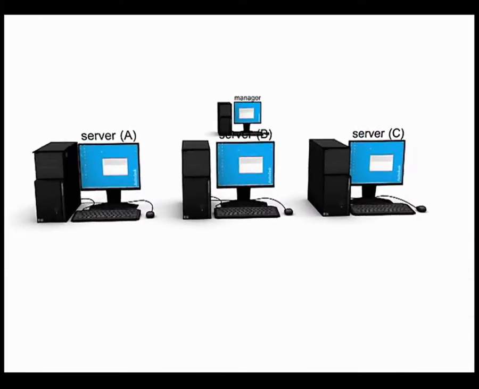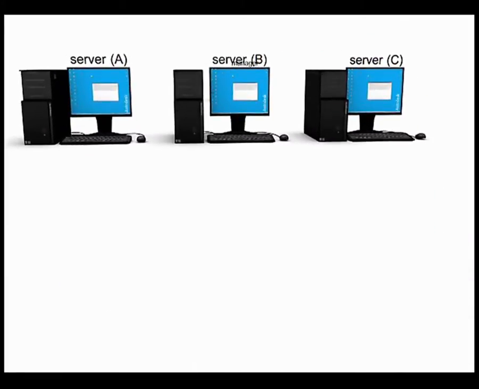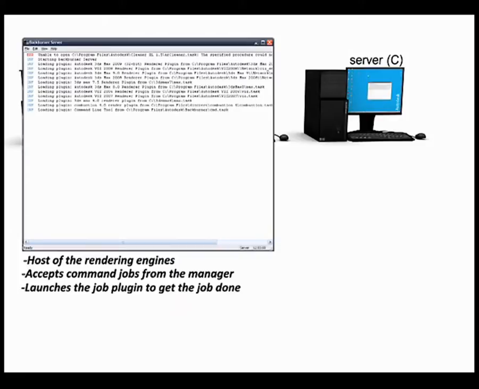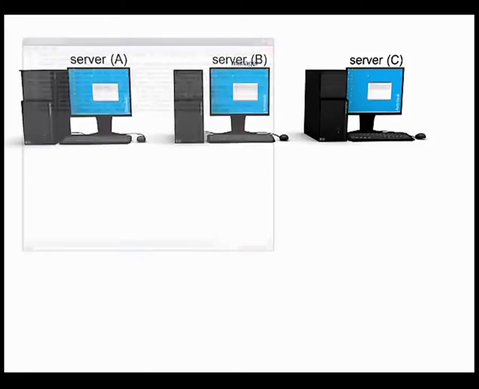Next, we have the server.exe application. The Backburner server acts as a host for the rendering engines, or in Backburner terminology, the rendering plugins. When you launch a server application, you will see a list of Autodesk applications that are installed and registered to work with the server. The server accepts command jobs from the manager and is in charge of launching the proper application to get that job done.